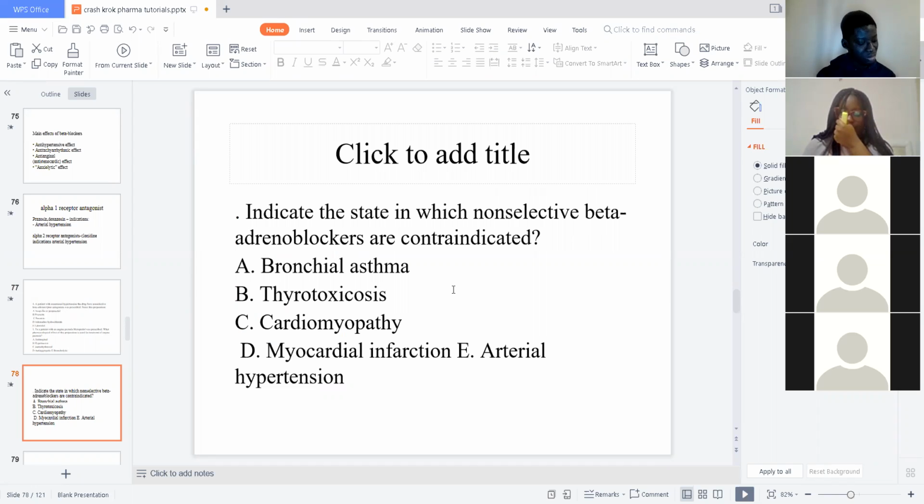Indicate the state in which non-selective beta blockers are contraindicated. Asthma, bronchial asthma. Yes, the correct answer is asthma. This is because beta 1 receptors are located in the heart, while beta 2 receptors are located in the lungs, in the bronchi. If you block them, it's going to cause bronchoconstriction. So if a patient has asthma and you narrow the bronchi further, the person might have respiratory failure. So in asthma, it's absolutely contraindicated. You never give non-selective beta blockers to asthma patients.